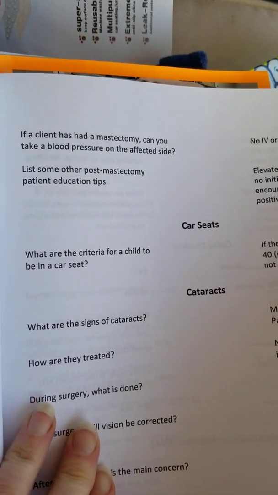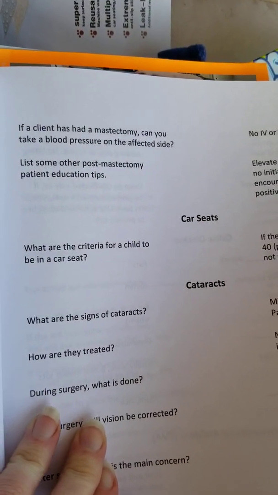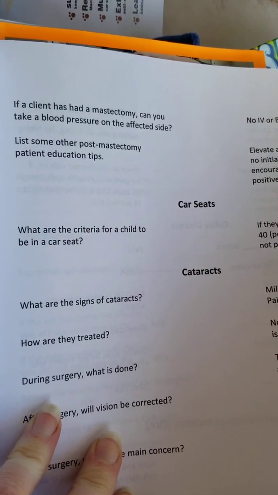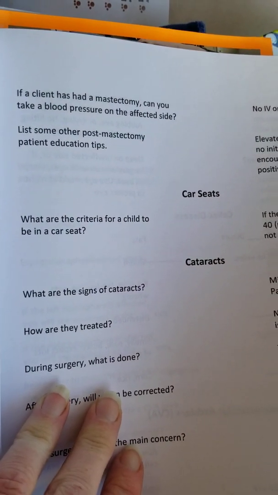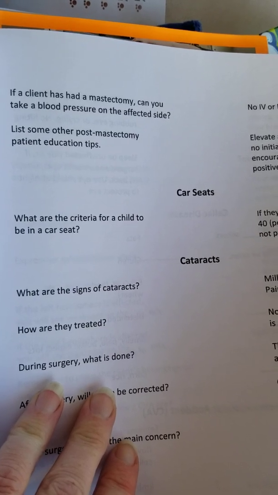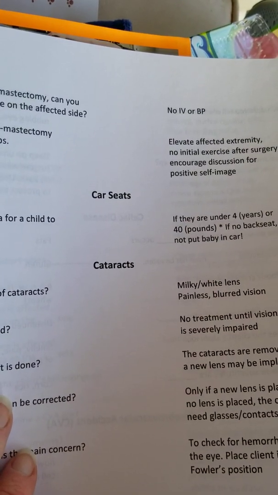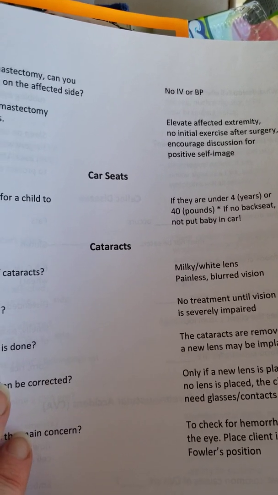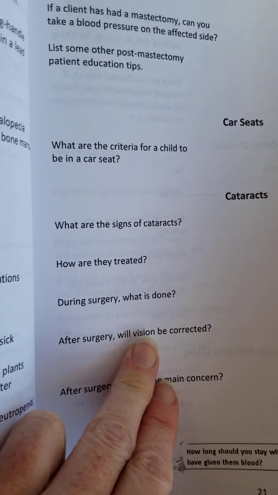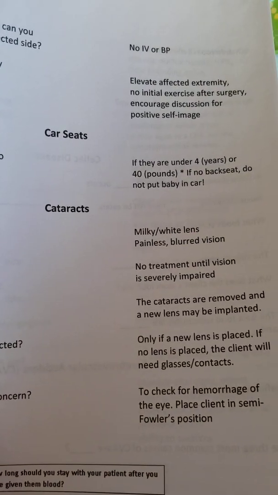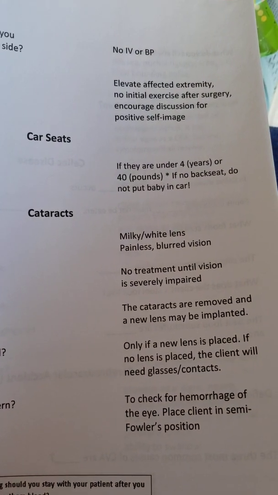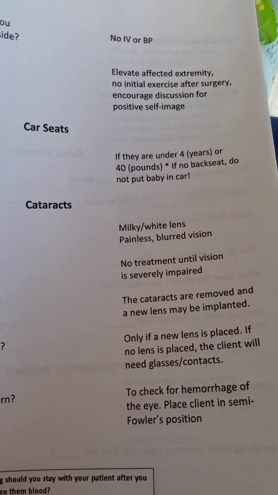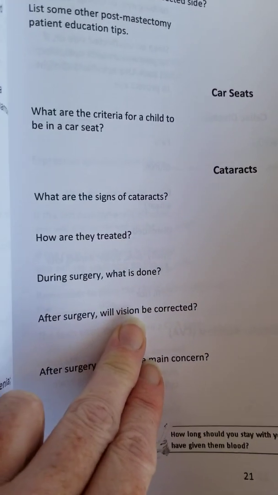If a client has a mastectomy, can you take a blood pressure on the affected side? No IV and no blood pressure if they've had a mastectomy. Other post-mastectomy patient education tips are to elevate the affected arm, no initial exercise after surgery, and encourage discussion for positive self-image. With car seats, if they are under 4 years or under 40 pounds, use the back seat. If no back seat, do not put the baby in the car.